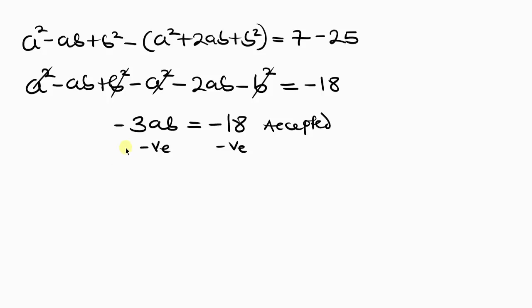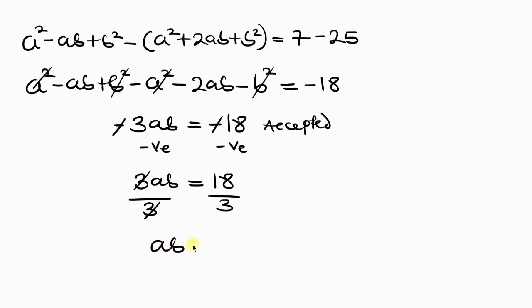Now what we're going to do is, the negative can cancel out the negative from both sides, leaving behind 3ab equal to 18. And in order to get the value of ab, all I have to do is divide both sides by 3, which is the coefficient of ab. So 3 cancels 3, leaving behind ab equal to 18 divided by 3, which is 6. Very, very good.